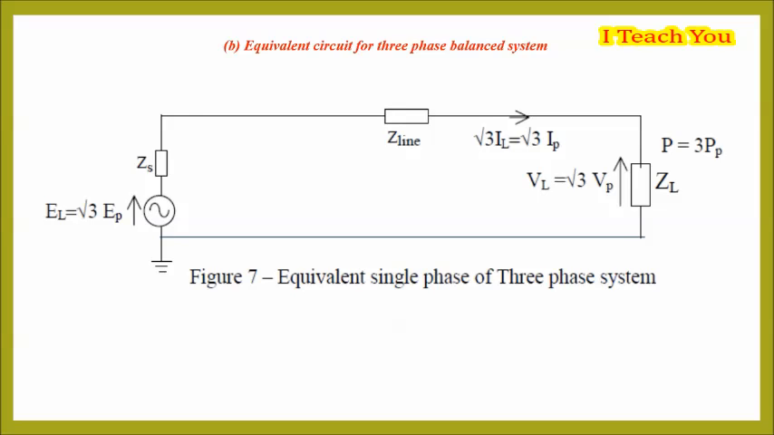B. Equivalent circuit for three-phase balanced system. Consider multiplying the source voltage EP in figure 6 by square root 3. This would increase both the line current IP and the load voltage VP by a factor of square root 3. Since both the load voltage and the load current have increased by square root 3 times, the load power would increase square root 3 times square root 3, or 3 times.